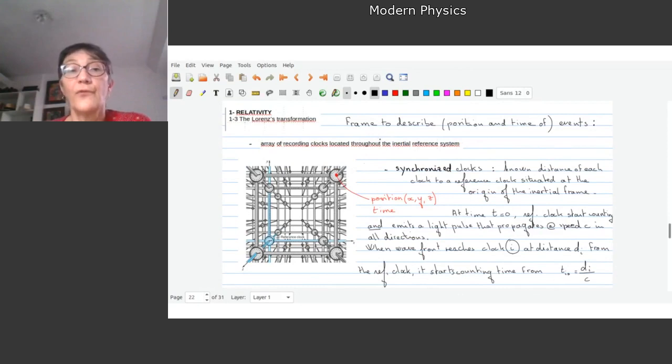So you have a frame, okay? You have to define very precisely what your frame is to describe events. So you have the position: event 1 occurred at position p1 and time t1, okay? So how do you measure? You always have to think in terms of measurements. So how do you know?